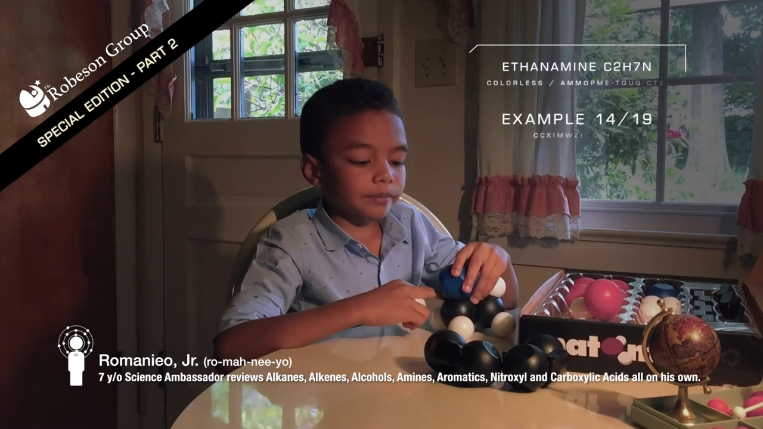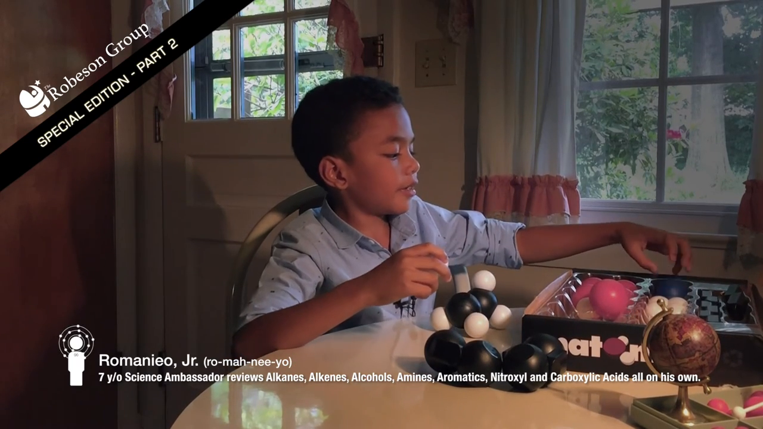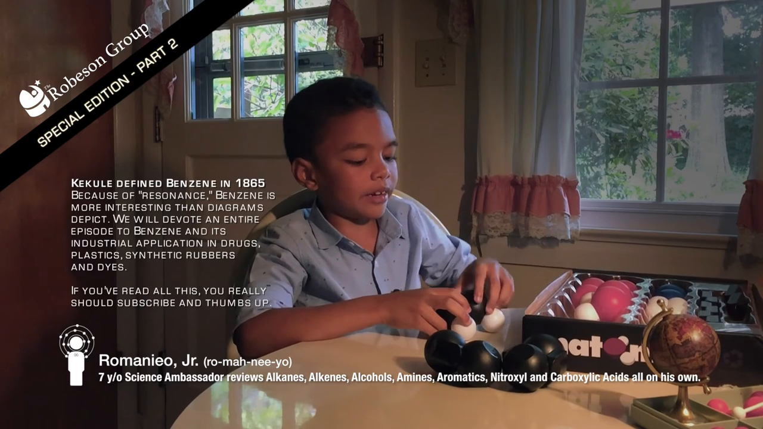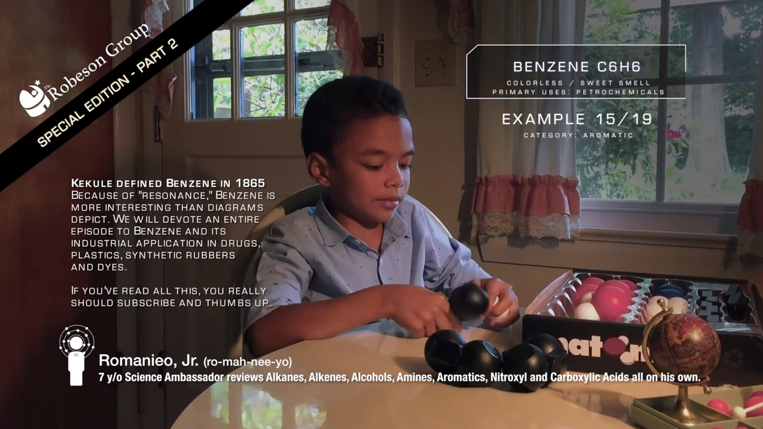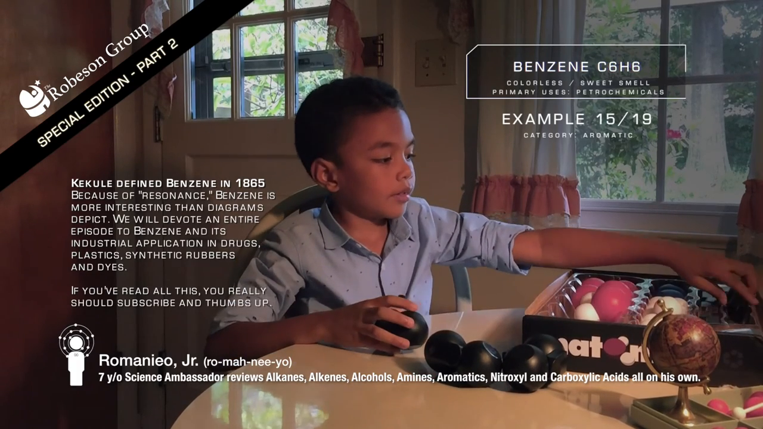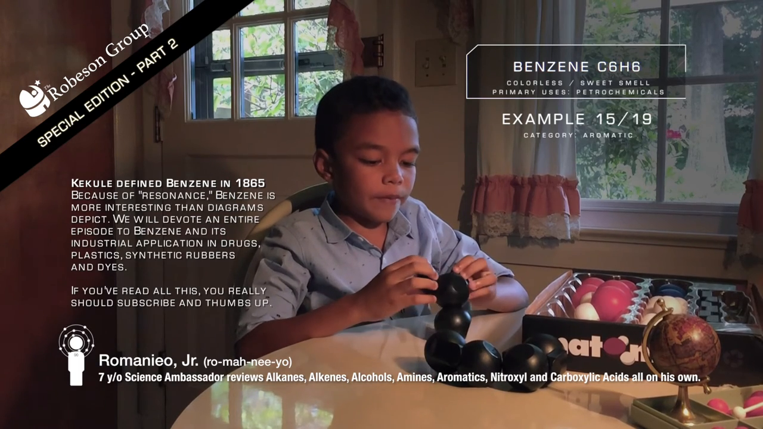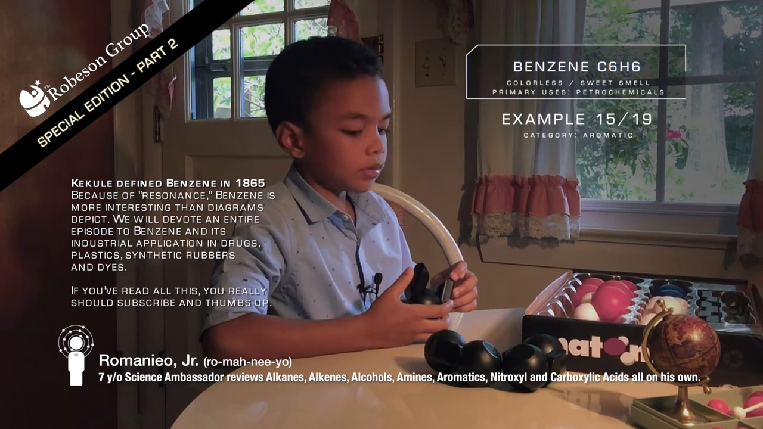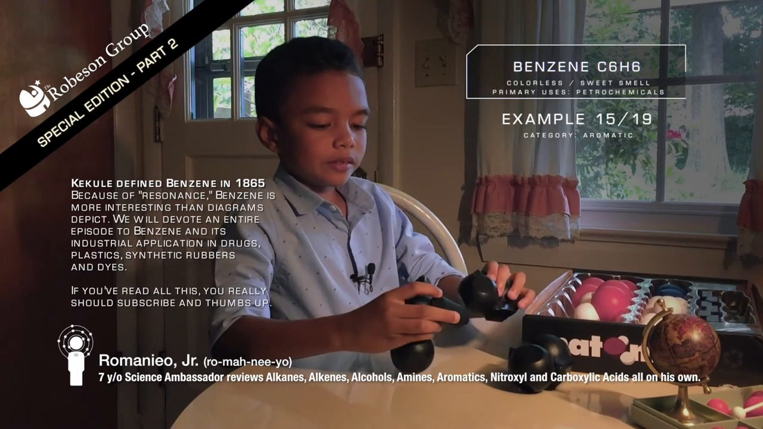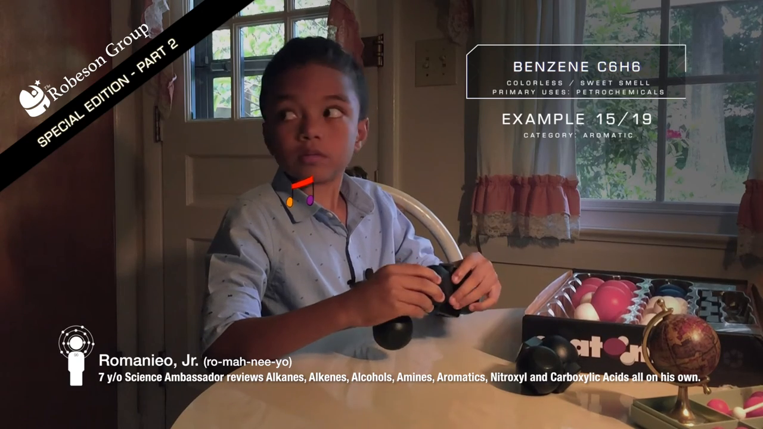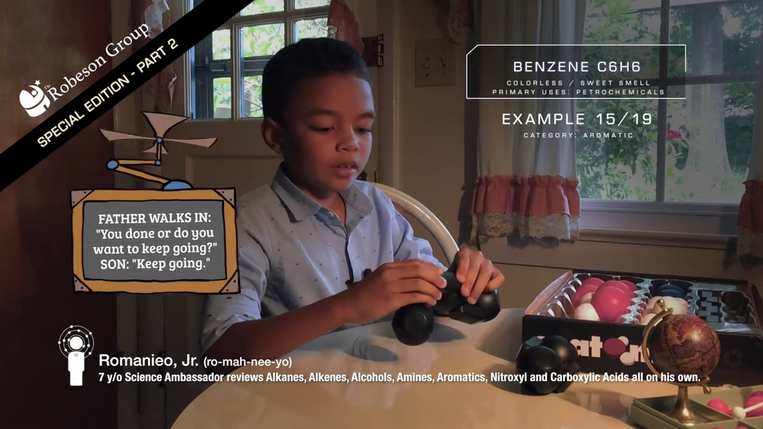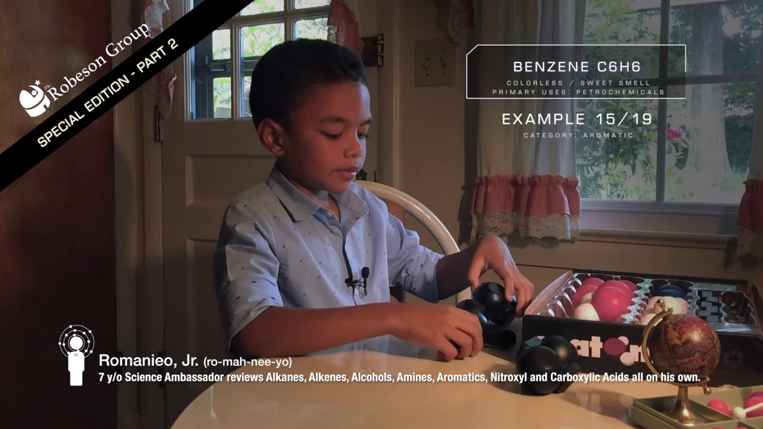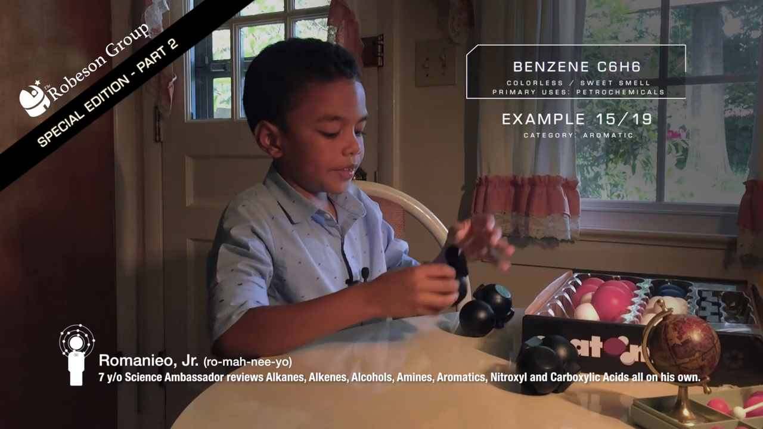You like this so far, but I'm doing one of the cyclotrienes. That would be something called benzene. If you cannot figure out what I'm talking about, see this. Three double bonds on a... Wait, 1, 2, 3. Yeah. You done or you want to keep going? Keep going. This is the beginnings of this amazing molecule here.